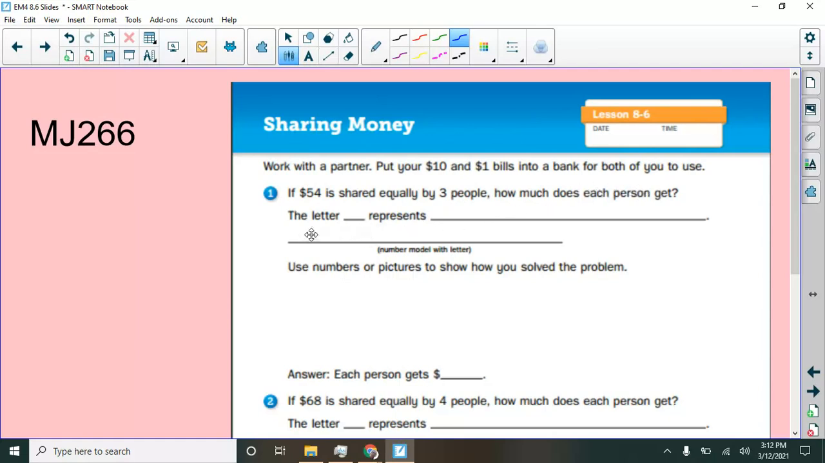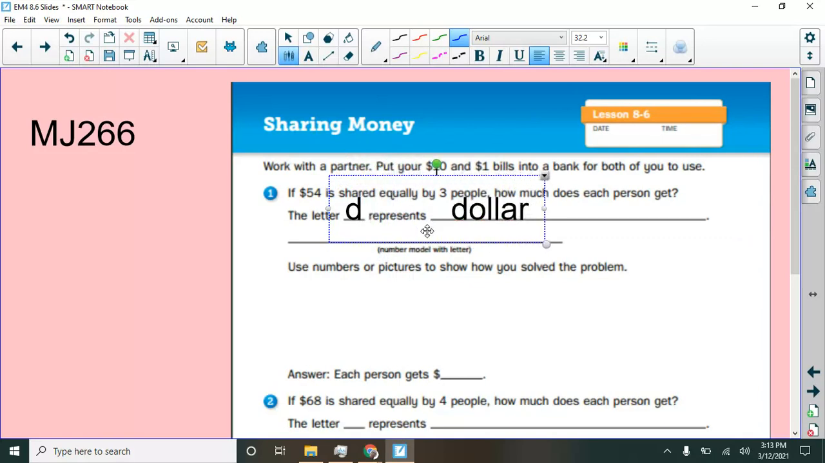So we're going to put a variable here. Remember, we've said variable a couple times. A variable is when we put a letter into a number sentence and it stands for something that we don't know yet. So since we're going to be doing dollars, we're going to put D. Put a D and put it right there in that spot. And that D represents dollars. Write down dollars right there.